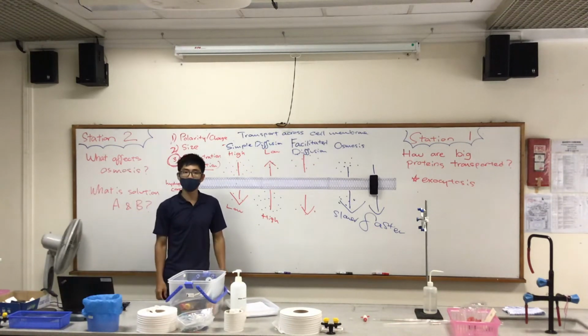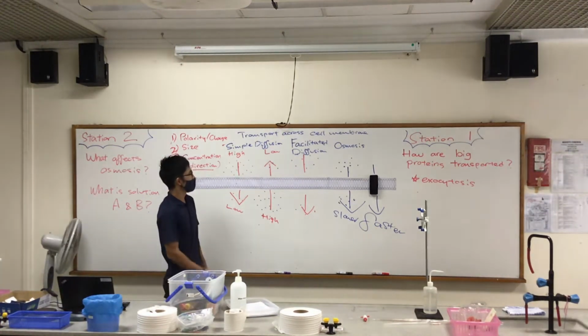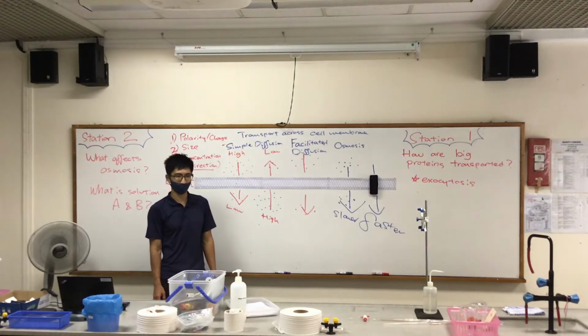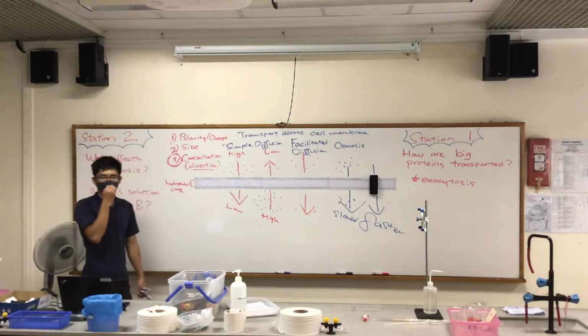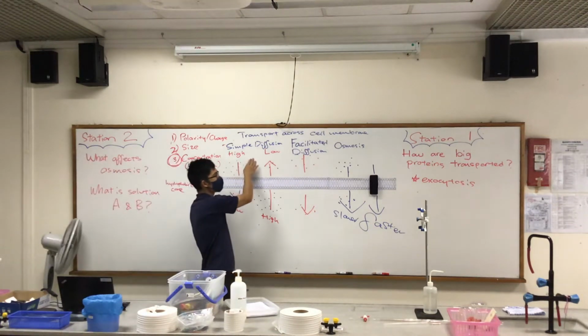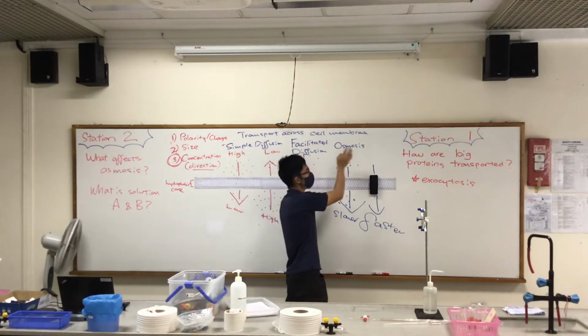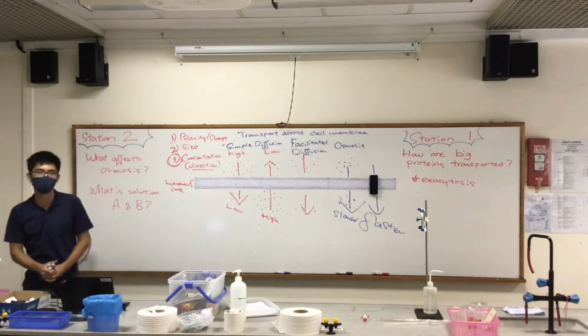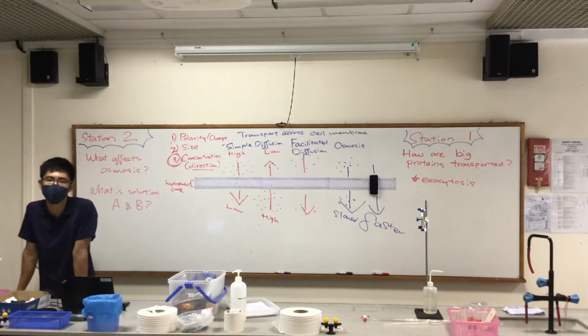Okay, so that was a quick recap of yesterday. The last thing I asked you yesterday was, how do ions move through the membrane? I let you choose between simple diffusion, facilitated diffusion, or osmosis. Which method do you think ions will use to get across the membrane? Ions are charged. Okay, bear that in mind.